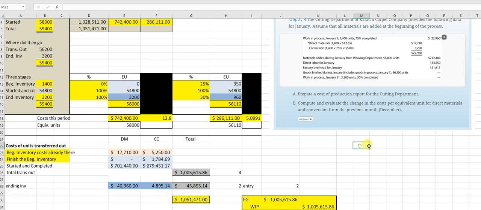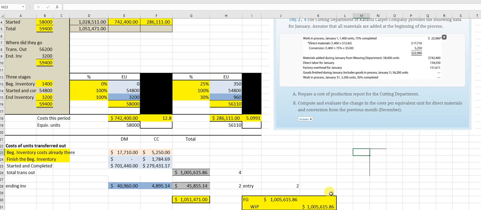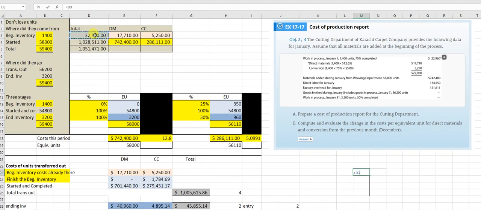So if I did a T account, this is my T account line, okay, I'm going to make a T account really quick here. Okay, so if I did a T account of inventory, I started out with $22,960 in WIP inventory. I added 1,208,511, and I took out and transferred them to finished goods of that, and so my ending inventory balance is, watch the magic, 48,455.14. That's my ending inventory balance.